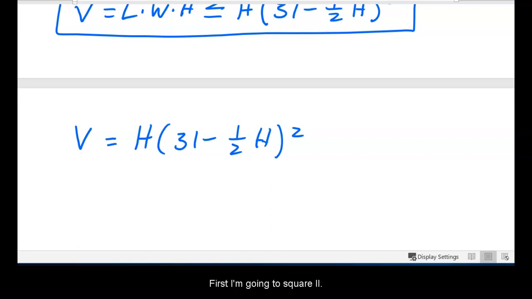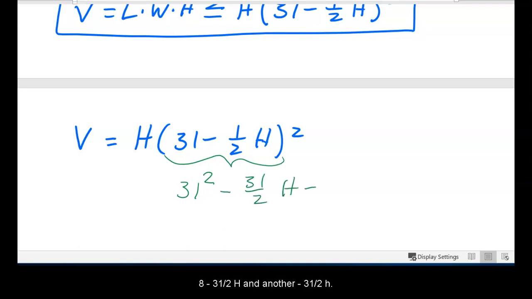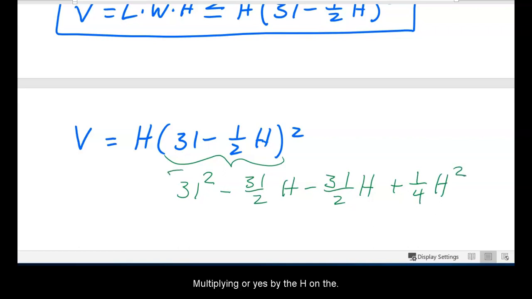First, I'm going to square the second part, the binomial. So this gives me 31 times 31, or 31 squared. Then on the inside and the outside, I get a minus 31 over 2h and another minus 31 over 2h. And then the minus 1/2 h times itself would give me a positive 1/4 h squared. Multiplying all of this by the h on the outside would give me back the volume.